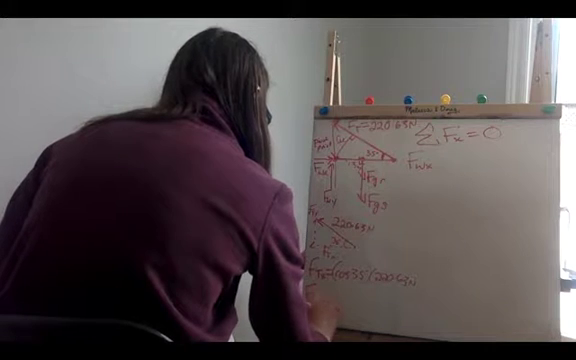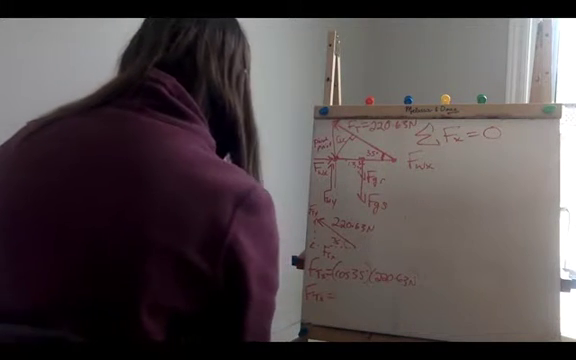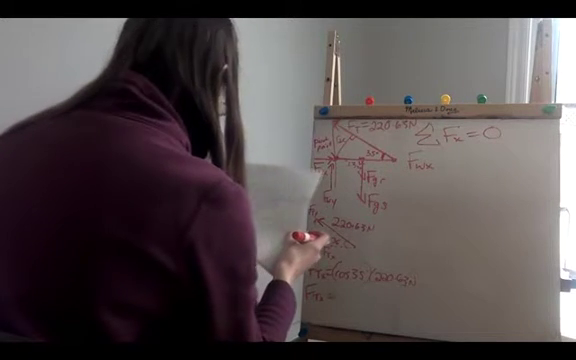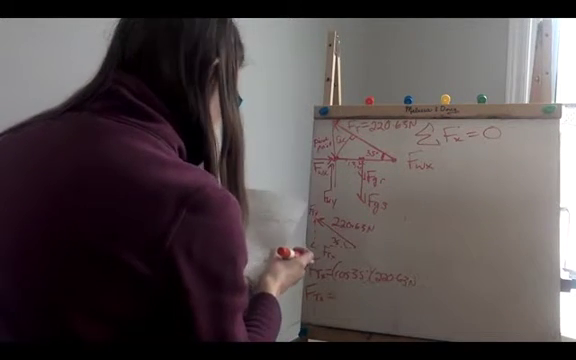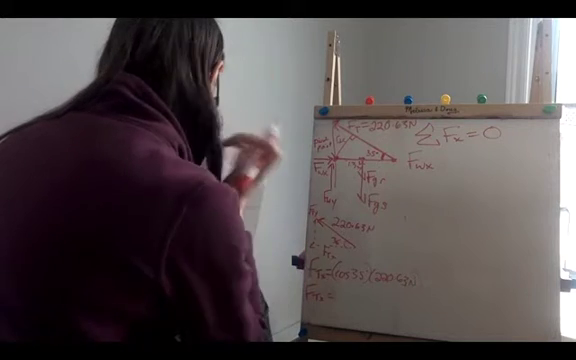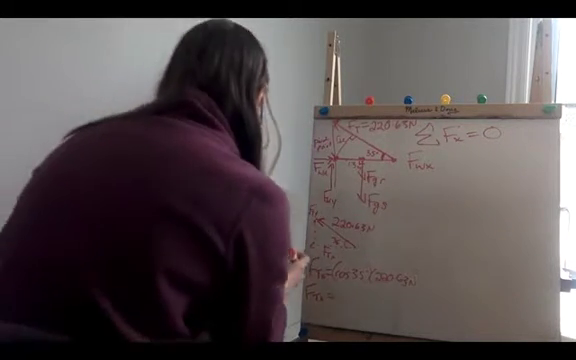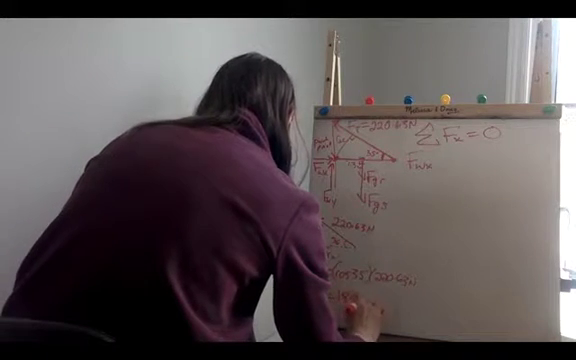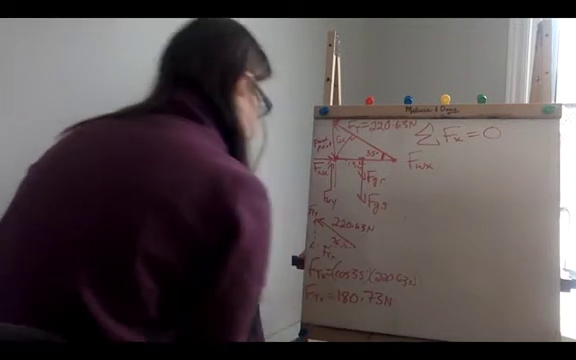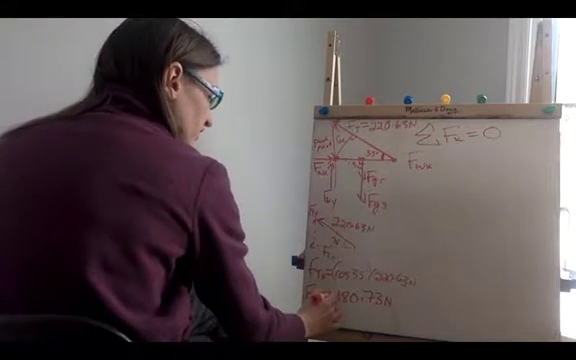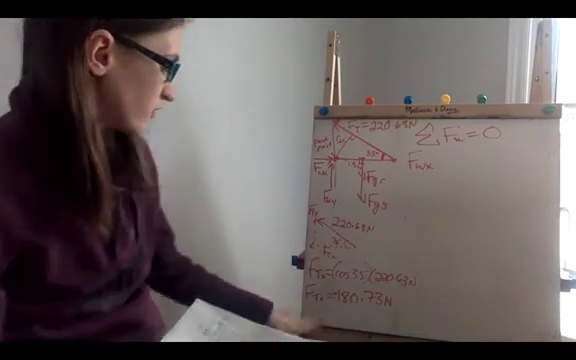So the force of tension in the x ends up being a value of 180.73 newtons. And actually, if we look at it, it's acting to the left, so this will have a negative value, right? So there's our force of tension in the x.